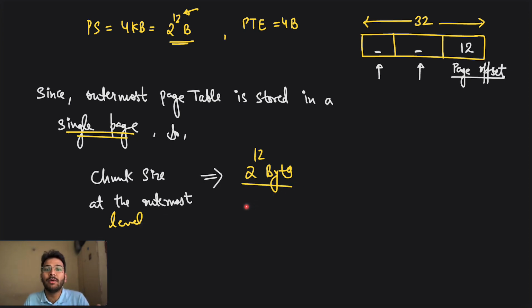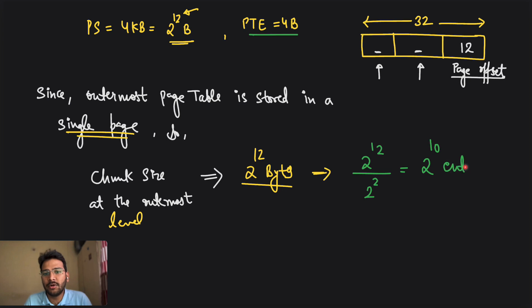But we want this in terms of entries. So we know that 2 raised to the power 12 bytes divided by the page table entry size, 2 raised to the power 2, means in terms of entries, it is nothing but 2 raised to the power 10 entries. Is this point clear so far? So if the chunk size at the outermost level is 2 raised to the power 10 entries, can I say I need 10 bits here? Any doubt so far?